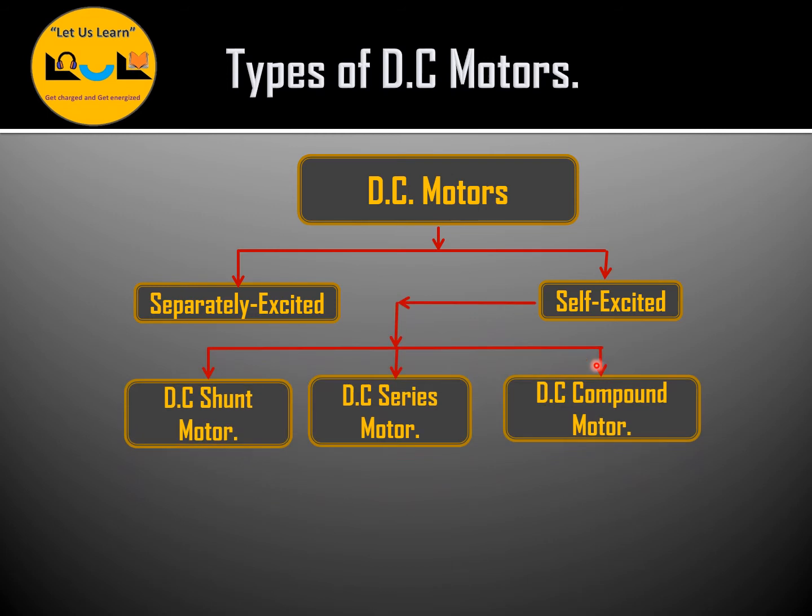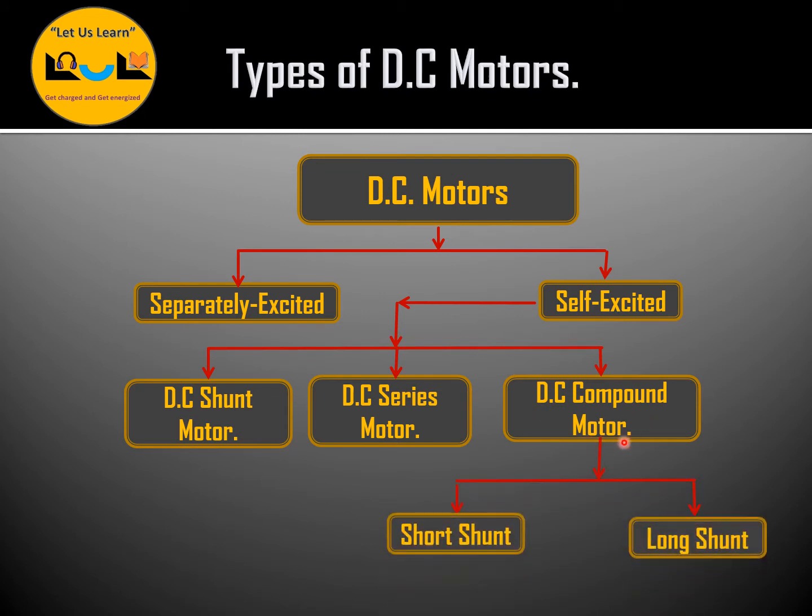Self-excited is further classified as a DC shunt motor, DC series motor and DC compound motor. DC compound motor is further classified as short shunt and long shunt motor. So these are the types of motor we are going to discuss in this video. Separately excited means the field winding and armature winding are separated. There is no interlink between the field winding and armature winding.